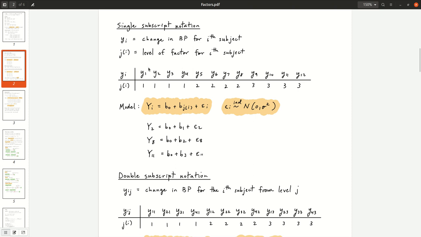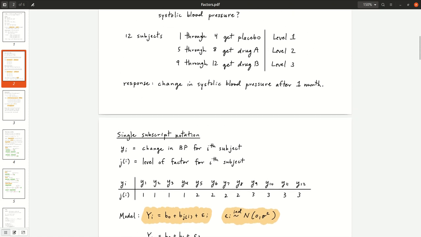Let's just see how this works for this particular data set. In the first row, I'm just listing out the notation for the responses for all 12 subjects. That's just y1 up to y12. And then j of i is going to be the level of the factor for each of these 12 subjects. Remember, the first four got the placebo, which is level one. So those are 1, 1, 1, 1. The second four get drug A, which we labeled as level two. So this is 2, 2, 2, 2.